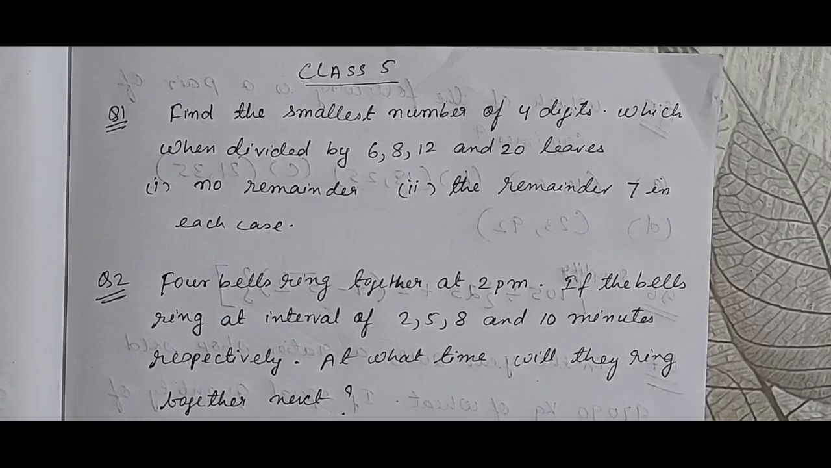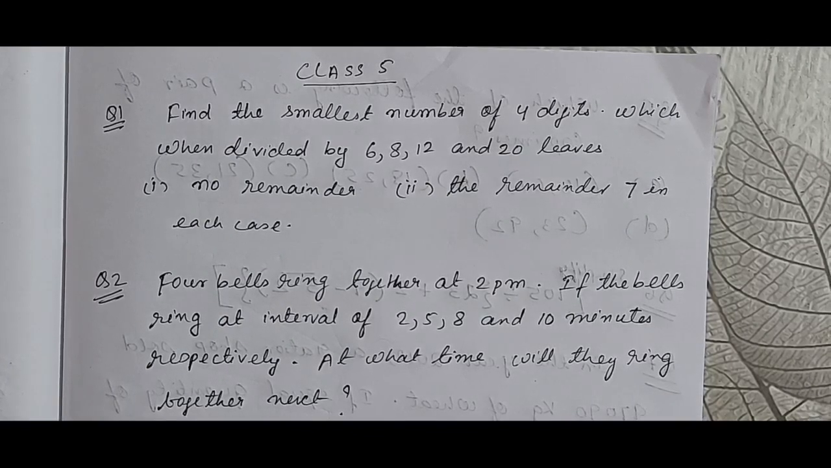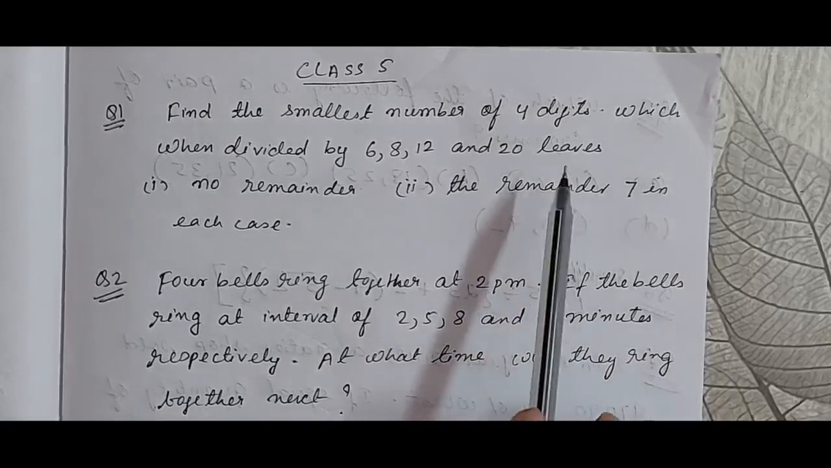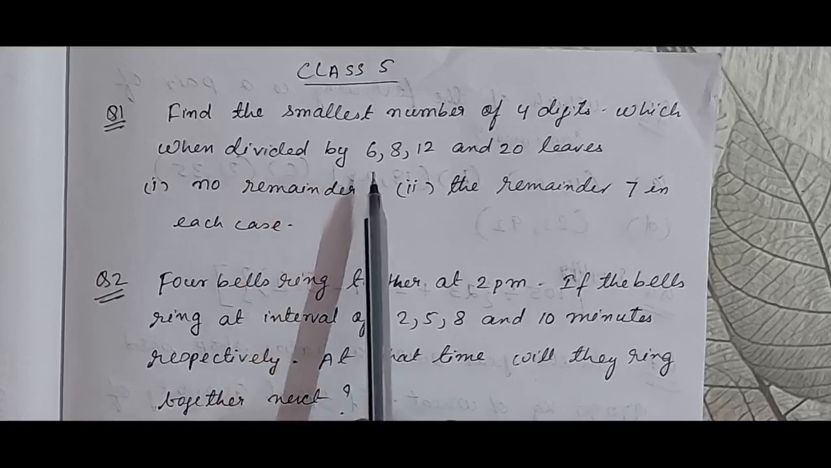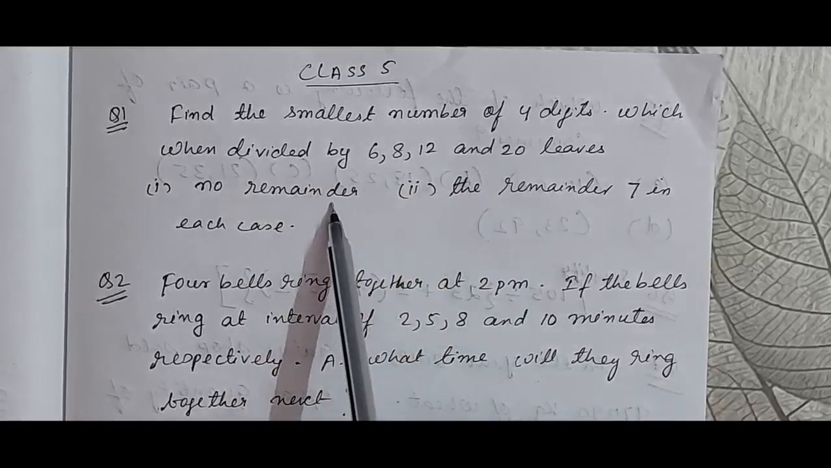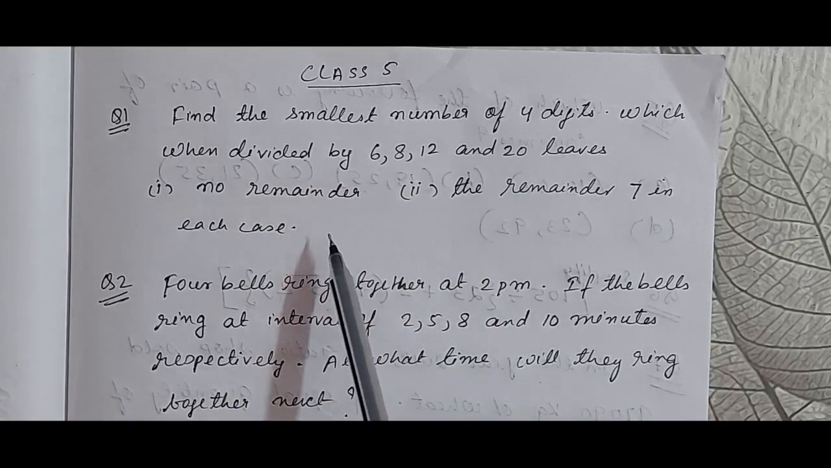The revision of the chapters, that is division and factors and multiples. Okay, so the first question is, find the smallest number of 4 digits which when divided by 6, 8, 12 and 20 leaves no remainder, and the second bit is the remainder 7 in each case.